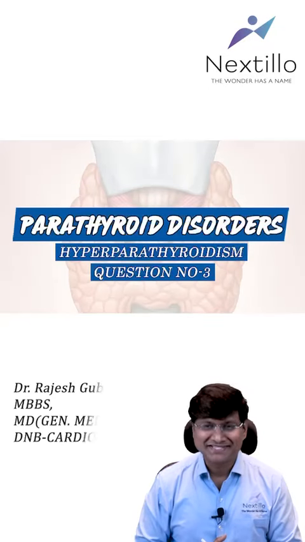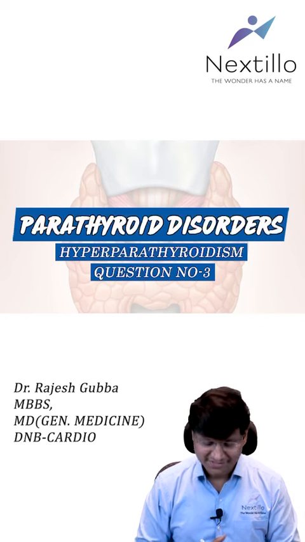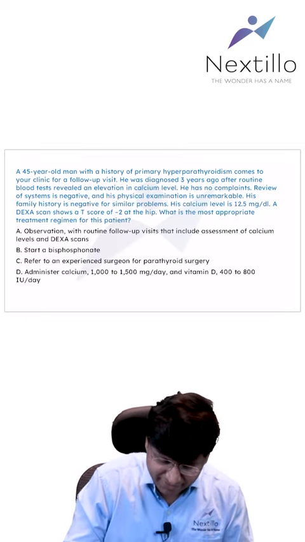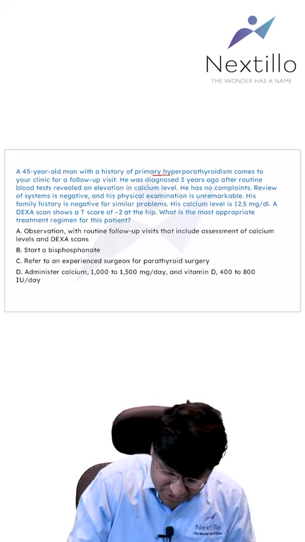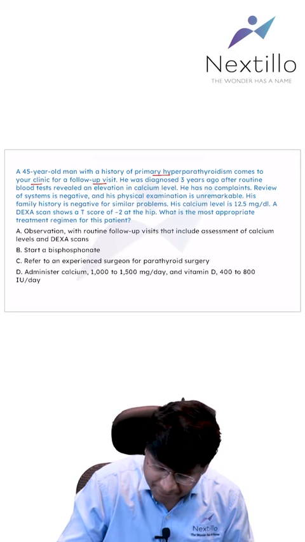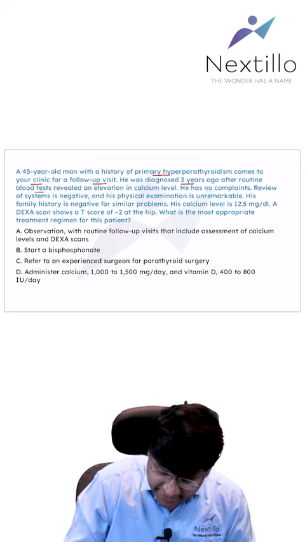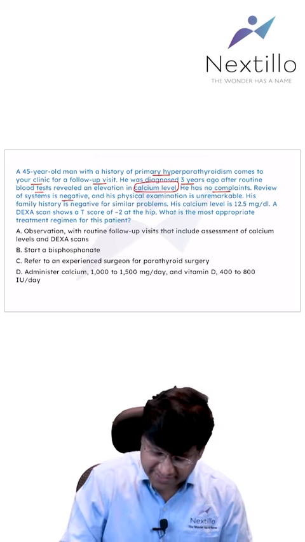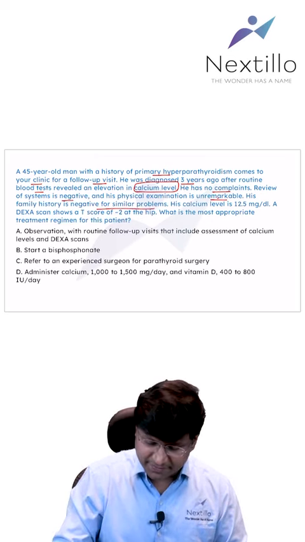So, in this session, let me discuss the questions in the parathyroid disorders. A clinical scenario: we have a 45-year-old man with a history of primary hyperparathyroidism who comes to your clinic for a follow-up visit. He was diagnosed 3 years ago after a routine blood test revealed an elevation of the calcium levels. He has no complaints, review of the systems is negative and physical examination is unremarkable. His family history is negative for similar problems.